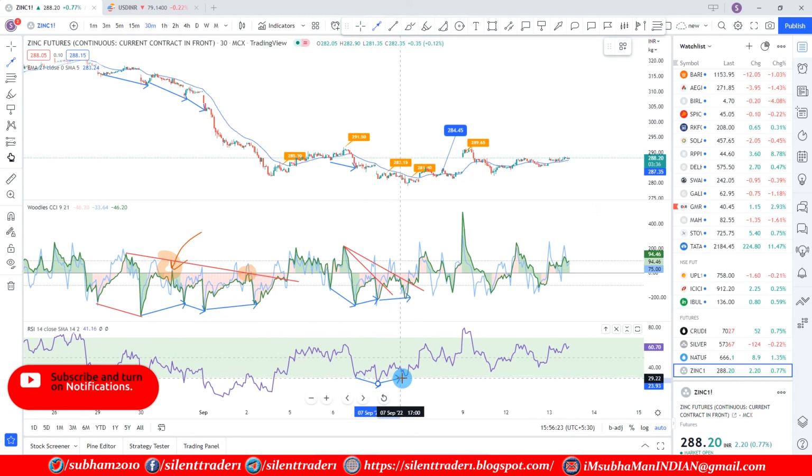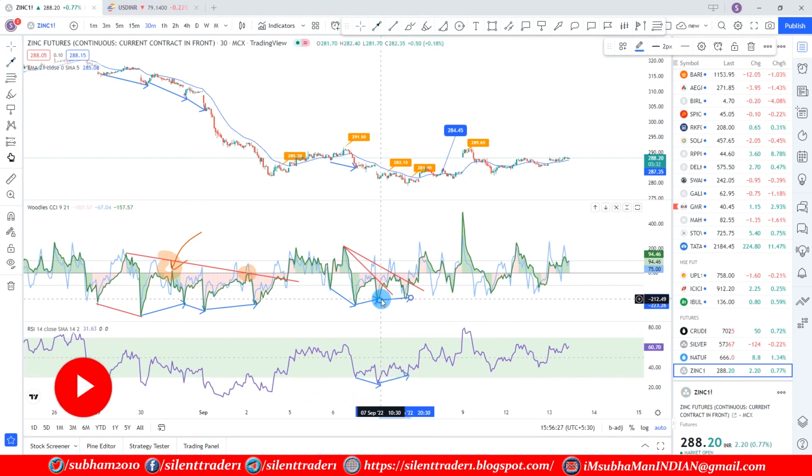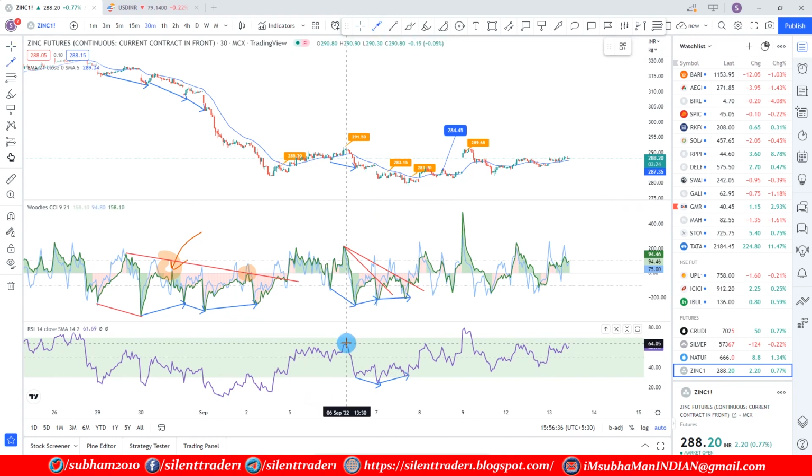If you check carefully, the 284 level was already hit on the same day, and the next day it hit the 289 area. Here we can understand that CCI and RSI both are important for a divergence trade. That's all for the day. This is the best trick, which is called positive CCI divergence.